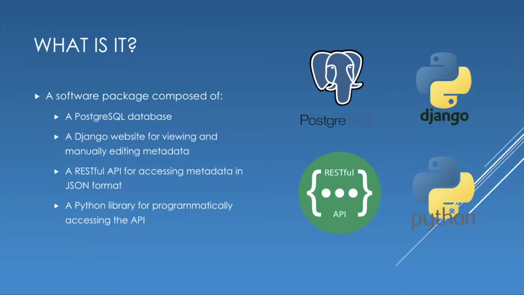So a RESTful API is an application program interface that uses HTTP requests to create, retrieve, update, and delete data. Also, JSON is JavaScript object notation. You'll see some examples of this later on. And finally, a Python library for programmatically accessing the API, which could be used as part of a data processing pipeline.